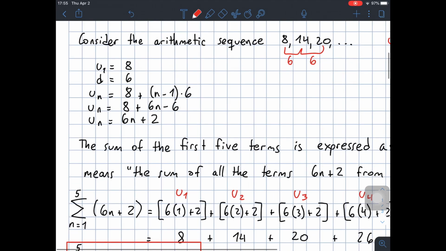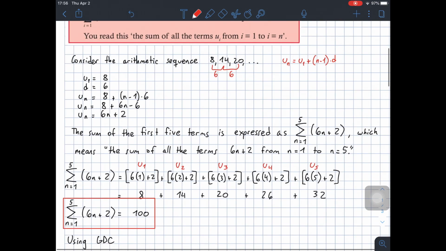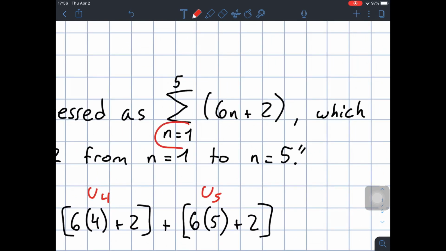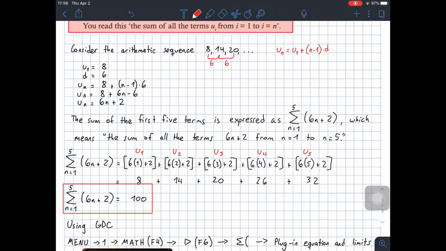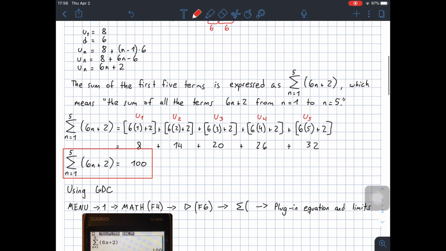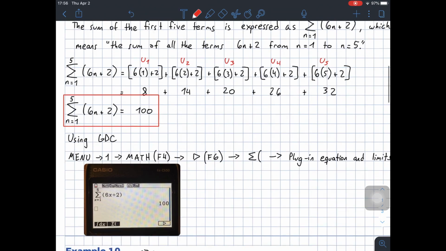Okay, so it says the sum of the first 5 terms is expressed as, and this is the notation, right? The sigma notation from 1, the initiator is 1, to 5. That means that we're going to add the first 5 terms of the sequence of this equation we wrote here, right? Which means the sum of all the terms 6n plus 2 from n equals 1 to n equals 5. That's exactly what we're going to do by performing this equation, right? So how do we do this?